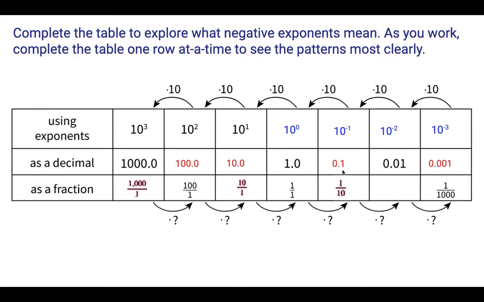It'd be 1 over 10. So this is 1/10. This is 1/100th, so our number now is going to grow a 0. So it now becomes 1/100th, and then 1/1,000th.